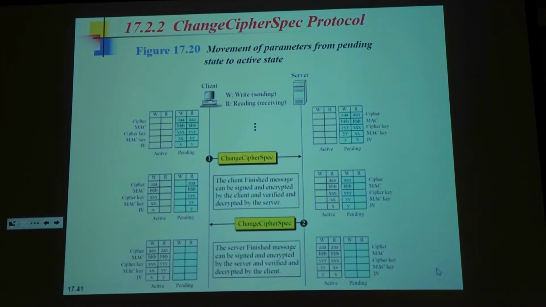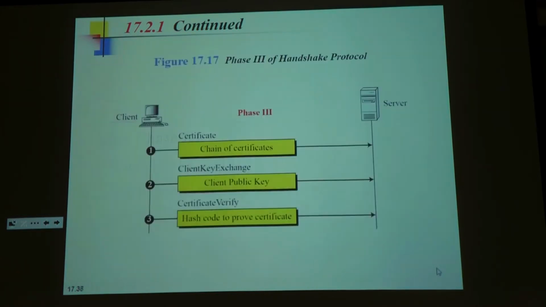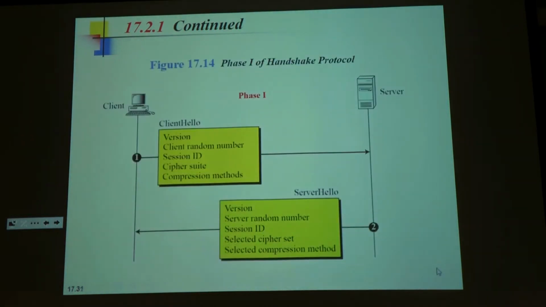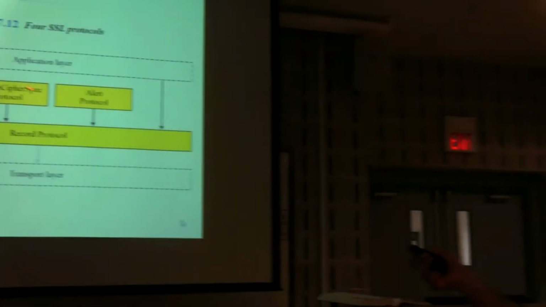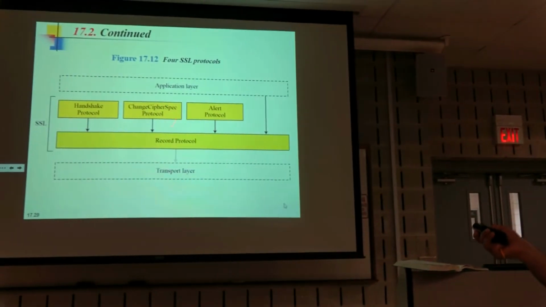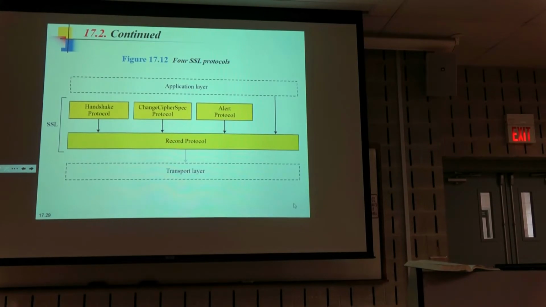So the second protocol is the change cipher spec protocol. Let me remind you what I'm talking about. We finished the handshake protocol, right? How many phases does it have? Four. Now we're going to the change cipher spec protocol, okay?